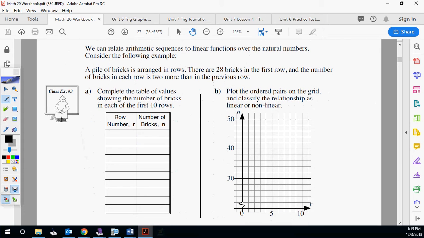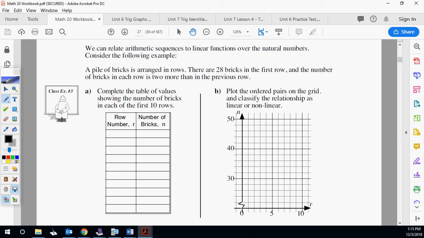We can relate arithmetic sequences and linear functions like we talked about over natural numbers. A pile of bricks is arranged in rows. So what they're saying here is that what does natural numbers mean, guys? Natural numbers, just what are they trying to eliminate? Above 0 and decimals, right. Natural numbers are whole numbers. So they're saying this thing can only be whole numbers.